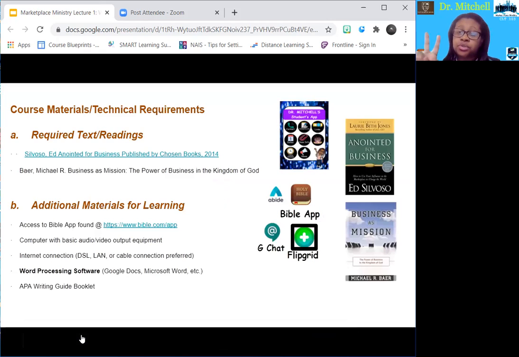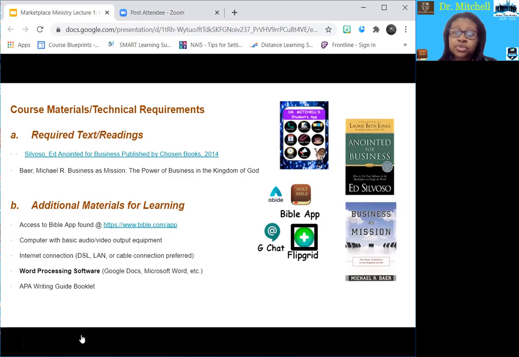In this course, there are two required readings, and that includes Anointed for Business by Ed Silvoso, and also Business as Mission: The Power of Business in the Kingdom of God by Michael R. Baer. They're two influential books that really help us break down what marketplace ministry is about, the ins and outs, and the history, and we're going to learn a lot from those readings.